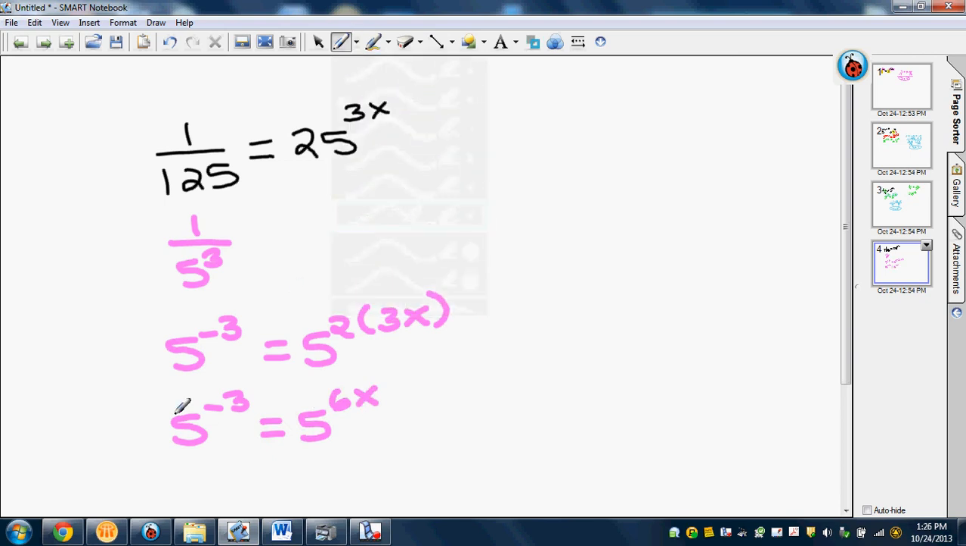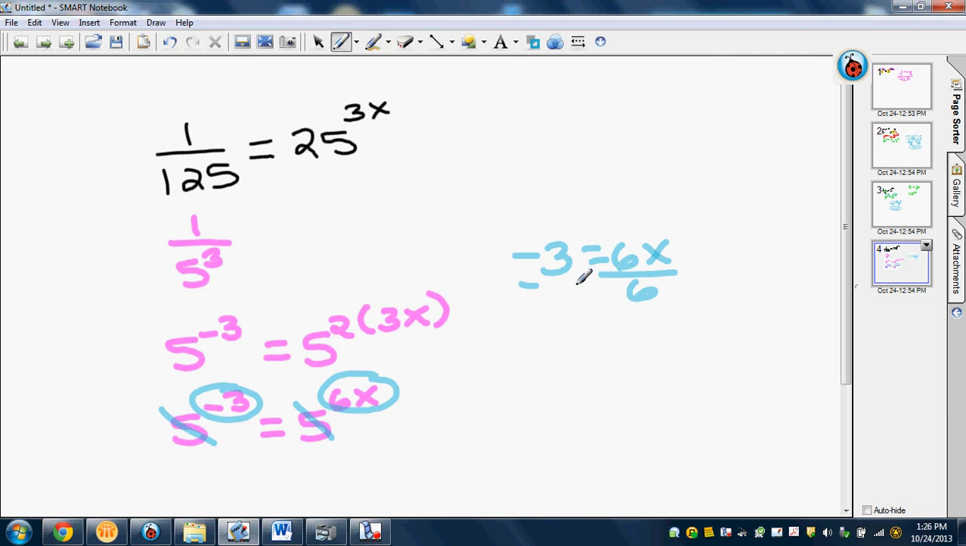So again, now that they have the same base, I can set my powers equal to each other. So negative 3 is equal to 6x. I divide both sides by 6. And so negative 1/2 is equal to x. So x is equal to negative 1/2.